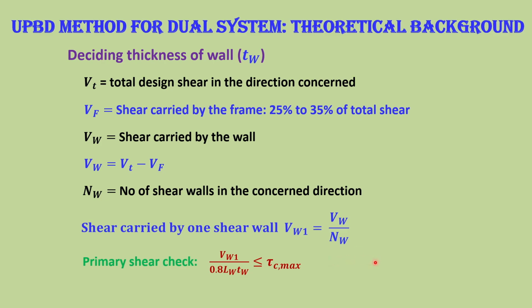A simple philosophy. Now the shear check you have to apply like this: this BW1 divided by the effective area of the shear should be less than the maximum permissible shear stress in the concrete. So BW1 divided by 0.8 LW. In certain codes like the IS code, it is given that 80% of the length of the wall is effective in carrying shear, and this is the thickness of the shear wall. So this gives you the shear stress induced, and this should be less than the maximum permissible shear stress in the concrete given in the code.